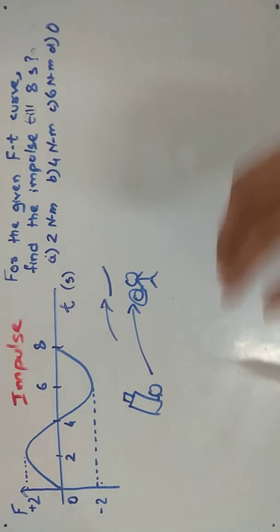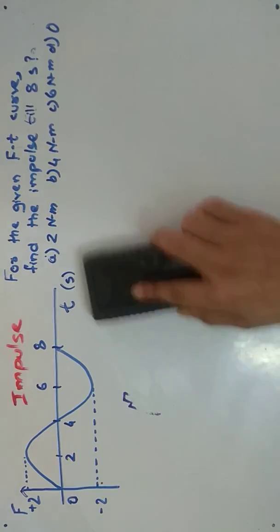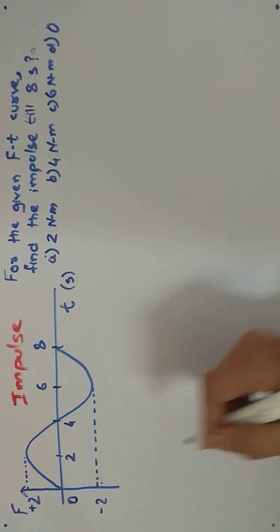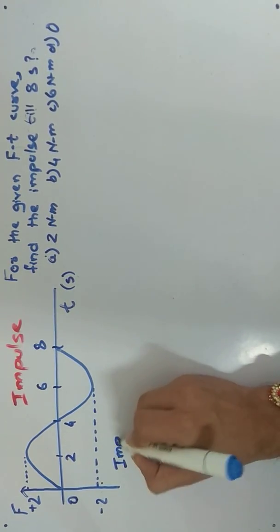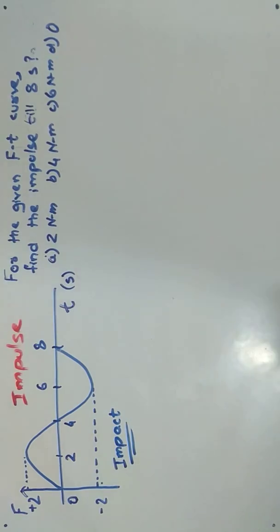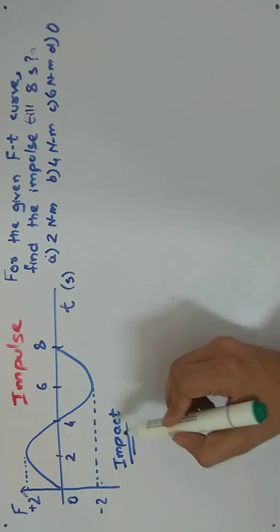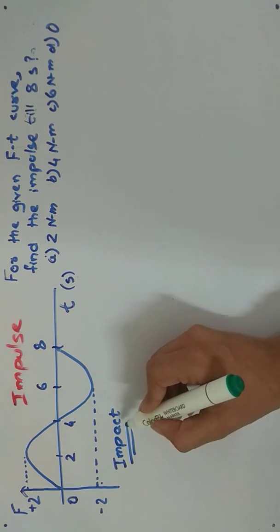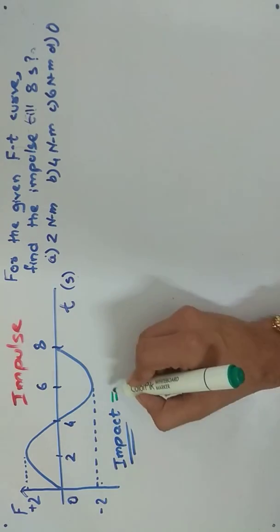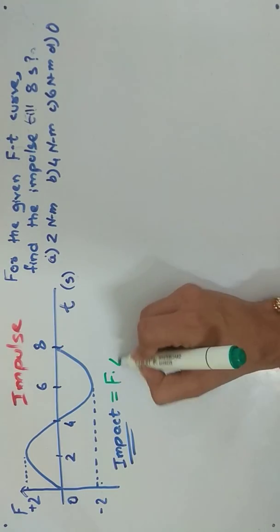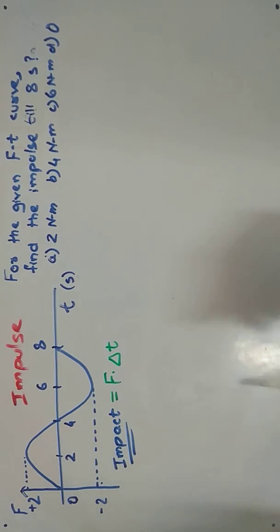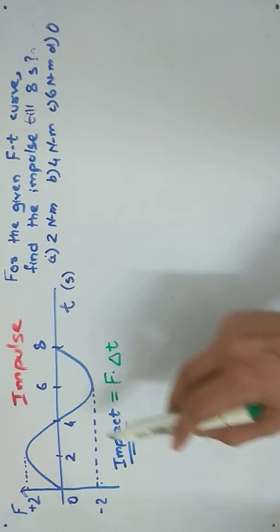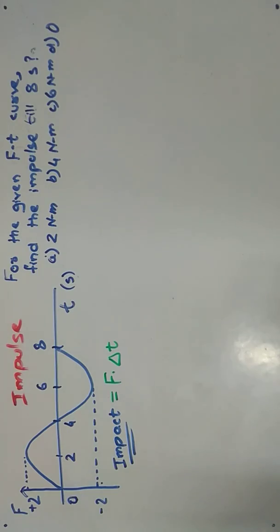So what does impulse mean? Impulse is nothing but the impact of the force. It's the impact created by the force. So now you obviously know that the impact will be higher if the time for which the force acts is higher. Therefore, the formula for impact or impulse is nothing but force into time. So we now know that impulse or impact is force into time.